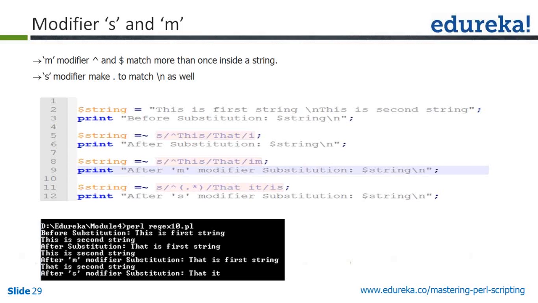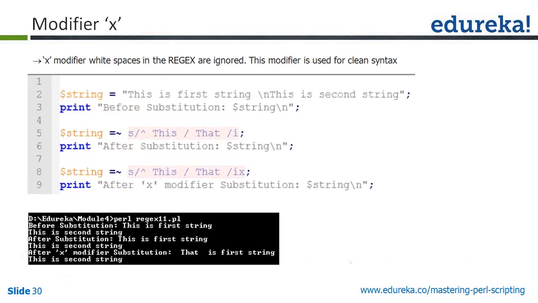Similarly M, let's say I have a big string, a big paragraph, and I know that caret represents the starting of a string and dollar represents the end of a string. Now let's say I have a paragraph, so each line is the start of a string and another string. So I can use that in our regular expression to modify it or to match these characters accordingly.